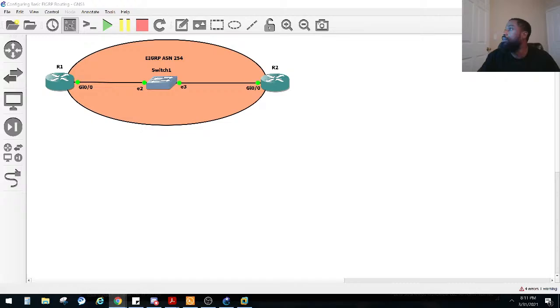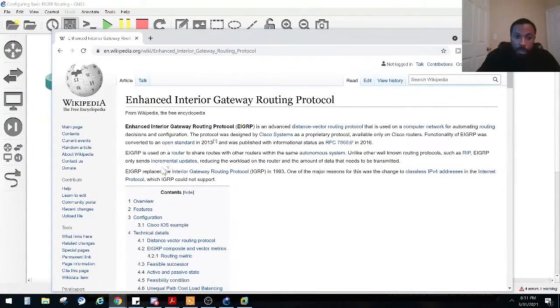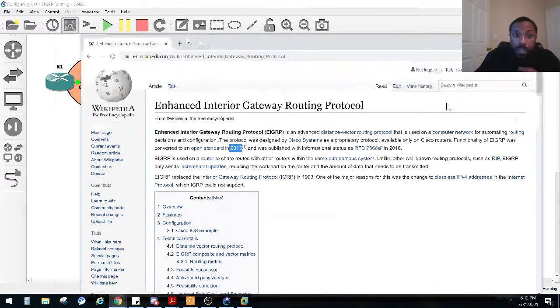Open standard. EIGRP, right there. EIGRP replaced the IGRP in 1993, and it became open standard in 2013. So believe it or not, you can use it on not just Cisco devices. You can use it on other devices as well, other vendors.